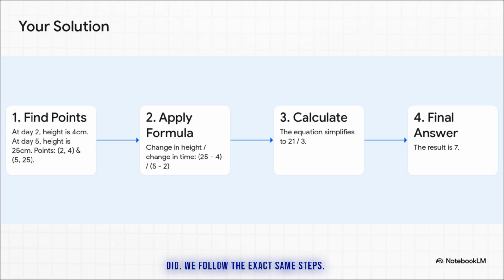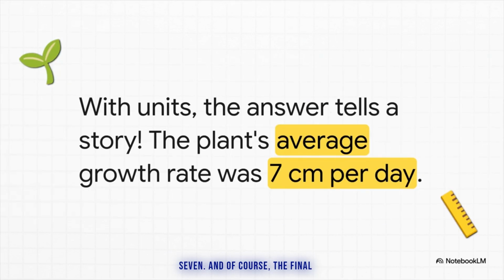We follow the exact same steps. We find our 2 points at day 2 and day 5. We plug them into our formula, change in height over change in time. And that calculation gives us the number 7. And of course, the final crucial step, the units. Our output was centimeters, our input was days. So our final answer is that the plant's average growth rate was 7 centimeters per day. See? The units make all the difference. They give the number its meaning.